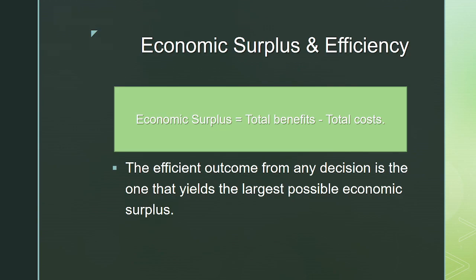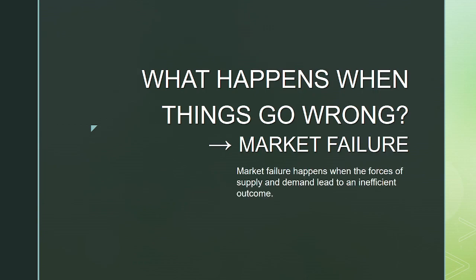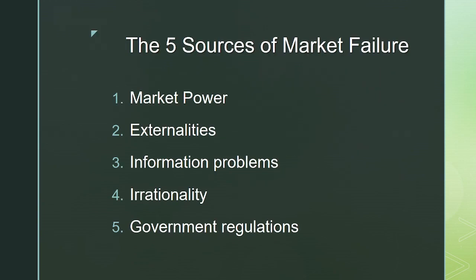As smart economists, this is what we want. So, what happens when things go wrong and you don't reach that efficient outcome? Well, that's where the concept of market failure comes into play. Market failure happens when the forces of supply and demand lead to an inefficient outcome. Essentially, it's when the quantity supplied is not equal to the quantity demanded and equilibrium is lost. Let's dive a little deeper to see what that can look like.